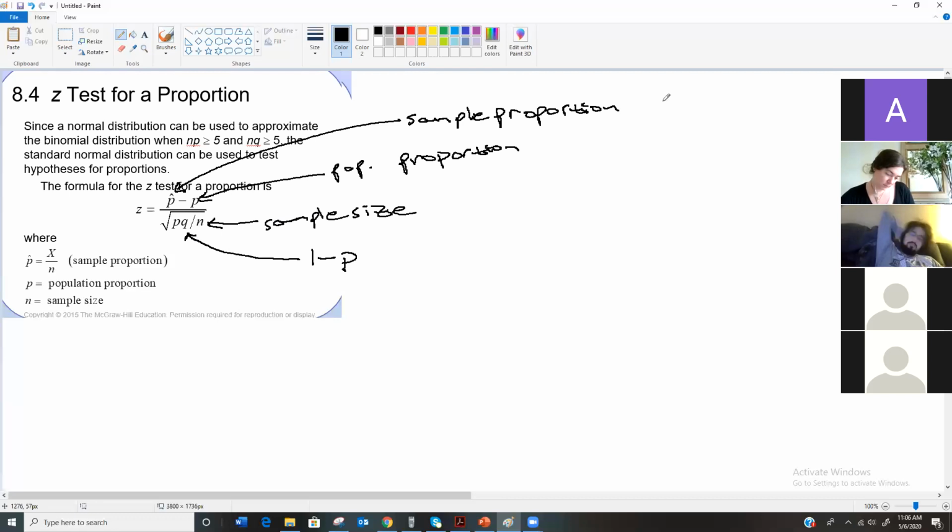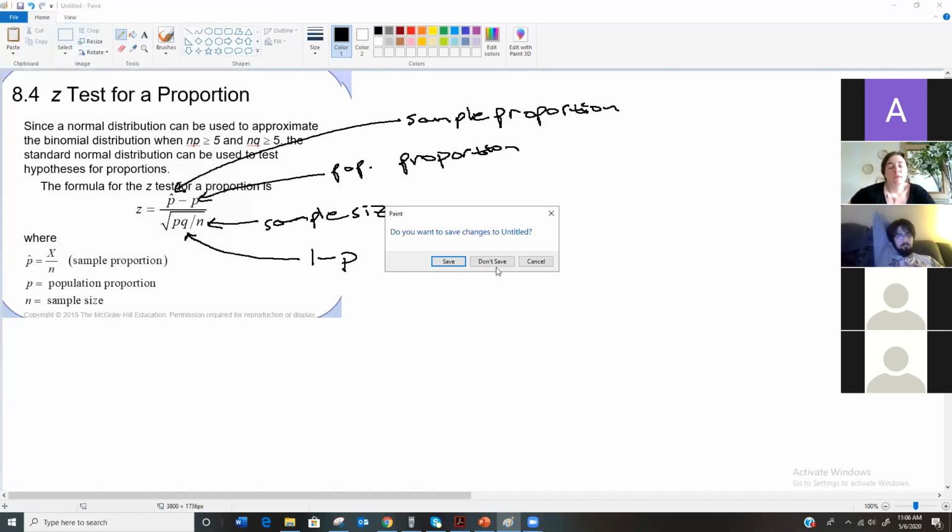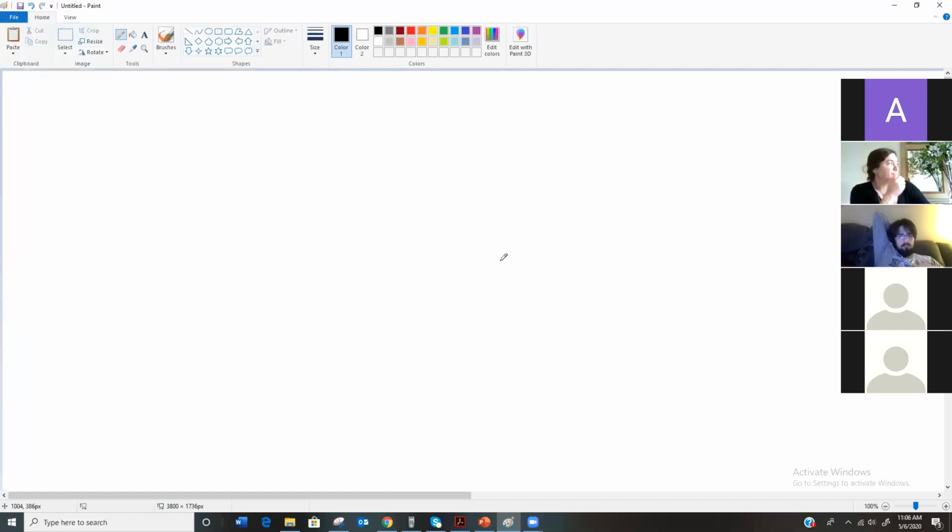So that's our formula. P hat minus P over the square root of PQ over N. So let me write that really quick. So Z equals P hat minus P over, and in this one, the square root is over the whole bottom, not just the N. PQ over N.